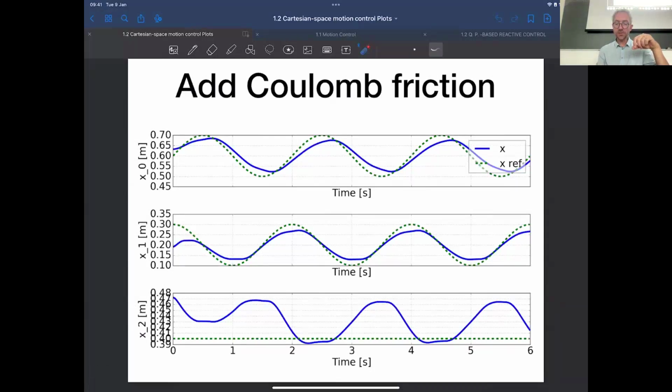Here I'm adding Coulomb friction at the joints, as we did last time for the joint space controller. And we can see that the Coulomb friction, of course, has the effect of worsening the tracking. And again, we can recognize the typical behavior. We have this stick and slip behavior. So in this phase of motion, we are in the stick phase, so we are not able to overcome the Coulomb friction. Then we reach a torque that is high enough to overcome the Coulomb friction, and so there is motion. And then again, stick, slip, stick, slip, as we were seeing last time in joint space.